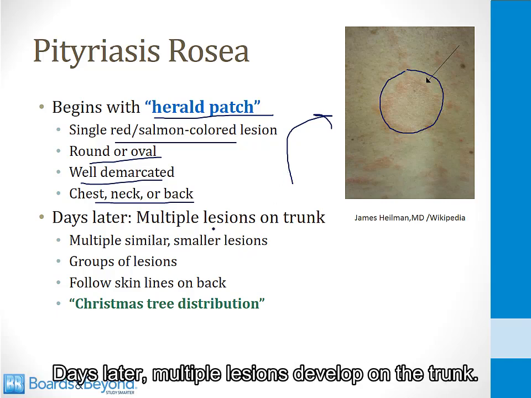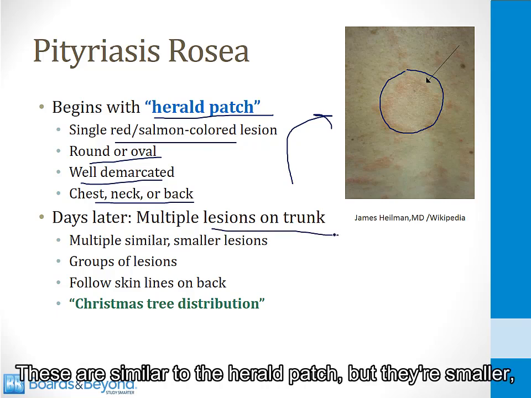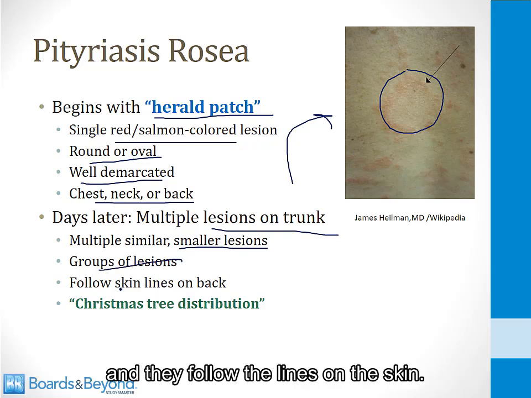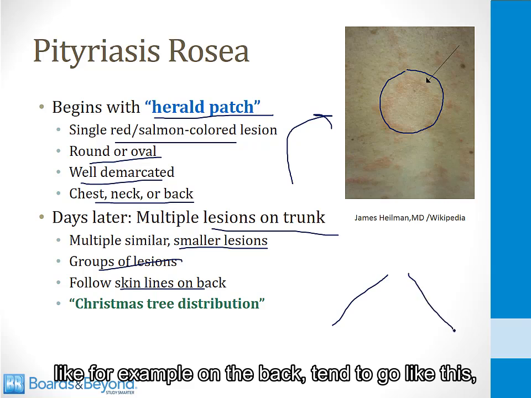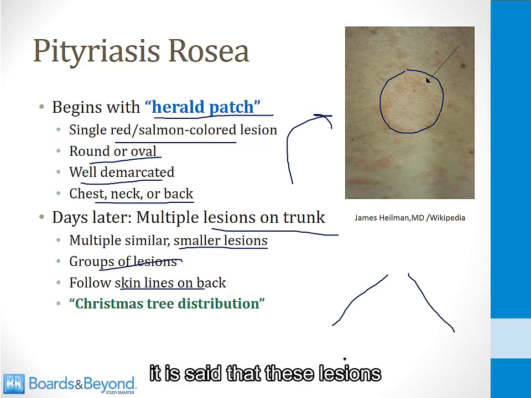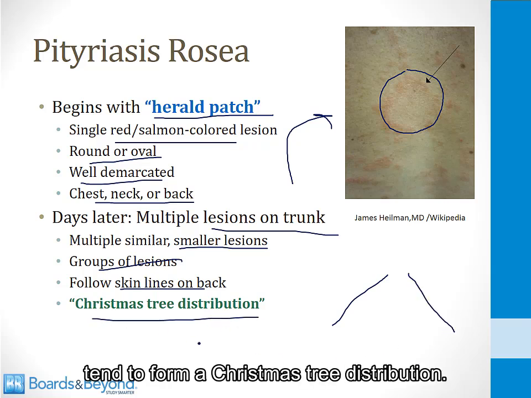Days later, multiple lesions develop on the trunk. These are similar to the herald patch, but they're smaller. They're usually grouped together, and they follow the lines on the skin. And since the lines on the skin, especially on the trunk, like for example on the back, tend to go like this, it is said that these lesions tend to form a Christmas tree distribution.